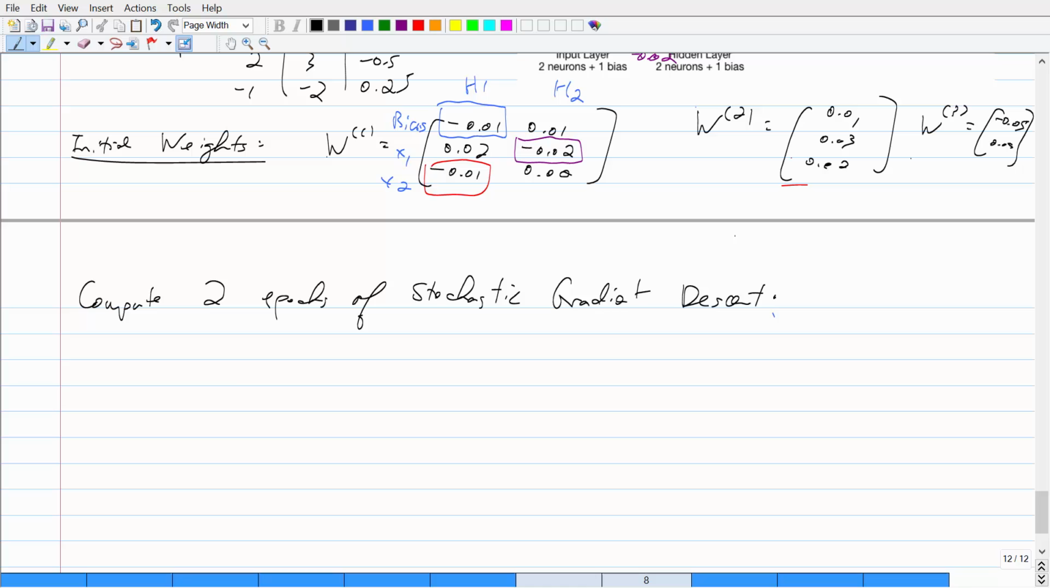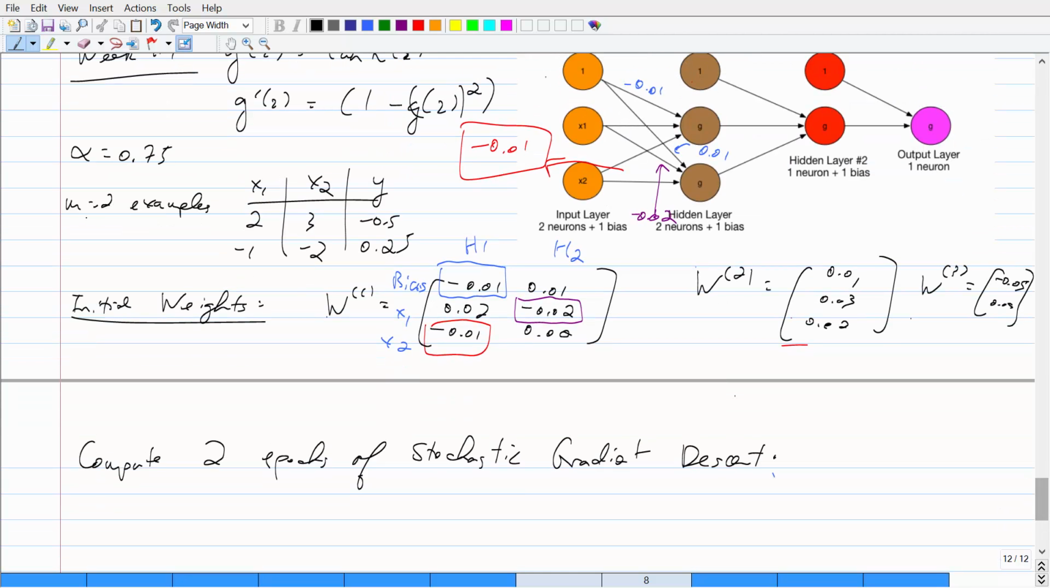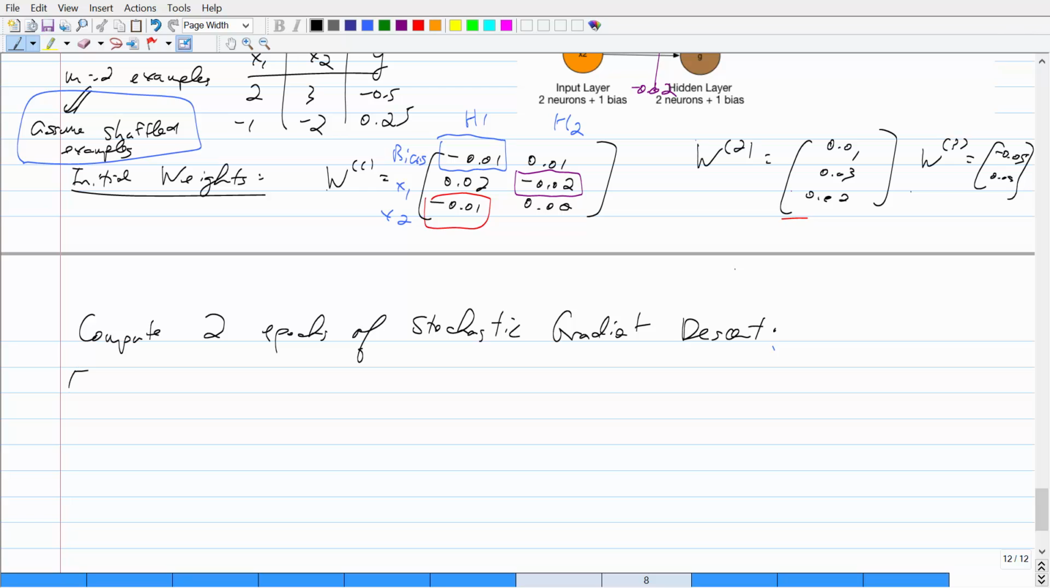Okay, so remember with stochastic gradient descent, you have to randomly shuffle your examples before you start doing this. In the problem set, it just tells you to assume that the data set's already shuffled, so there's no need for you to do any shuffling. Okay, so this is assume shuffled examples. That's already implied, so you just have to go in order with these. We have two features, and this is the expected output. There's only one output layer neuron here. Okay, so we're going to do the first epoch.